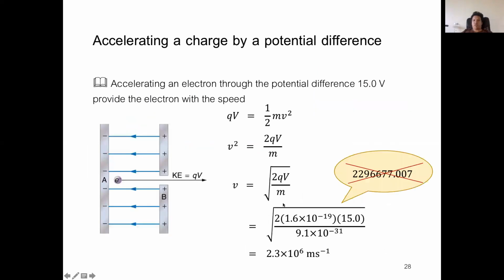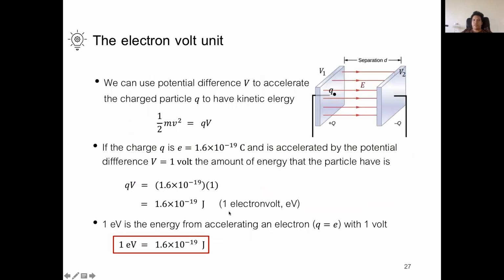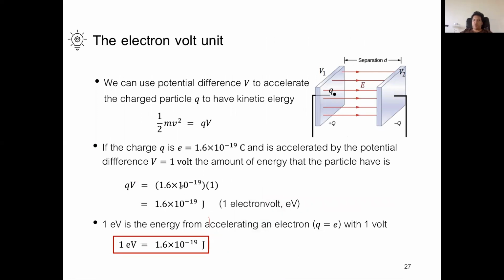The electron volt unit has an easy definition, as I'm going to tell you. An electron volt is the energy we use to accelerate an electron through 1 volt. How much energy would that be? It is going to be W equals QV. Q is the electron charge, and V is 1 volt. Pretty easy.